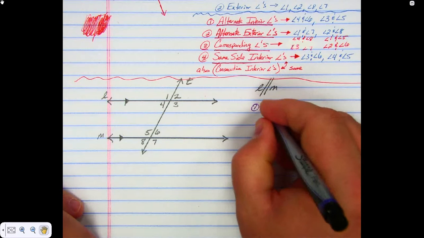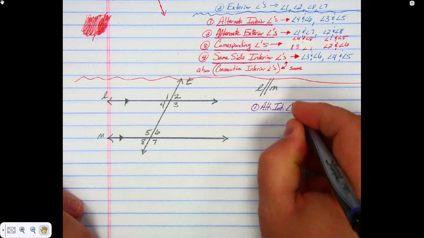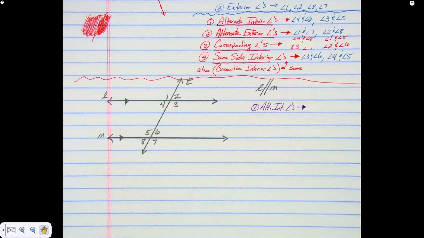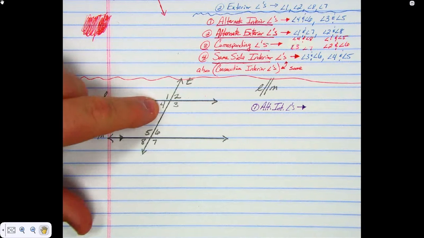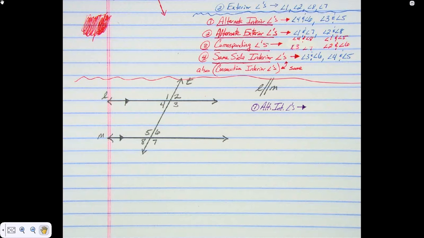First, let's look at the alternate interior angles. That's 4 and what? 6, 5, and 3. What does it look like 4 relates to 6? What do you think? Like 5 and 3. If you were guessing and going by looks, what do you think, Christian? It looks like the same angles. Looks like the same angles? In other words, what do they look like they are?